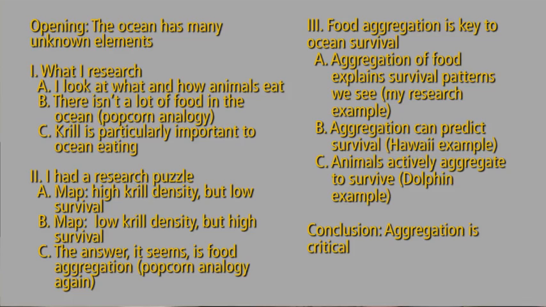What I research, I had this puzzle that I had in my research, and then getting to what we know, food aggregation is key to ocean survival. So for what I research, I'm just reorganizing what she has in other places. Maybe she starts out by saying, I look at what and how animals eat, and one of the things that we've known is there's not a lot of food in the ocean. Here she can continue on with that popcorn analogy. And I study krill because krill is particularly important to ocean eating.